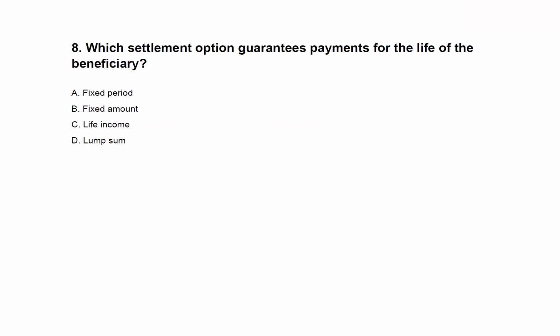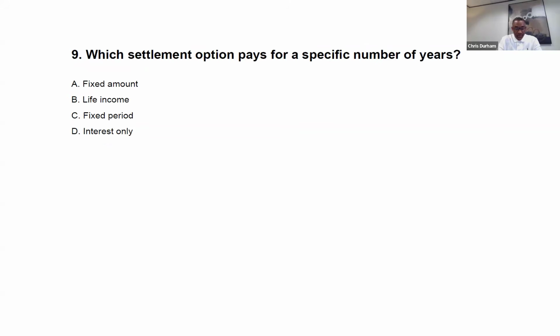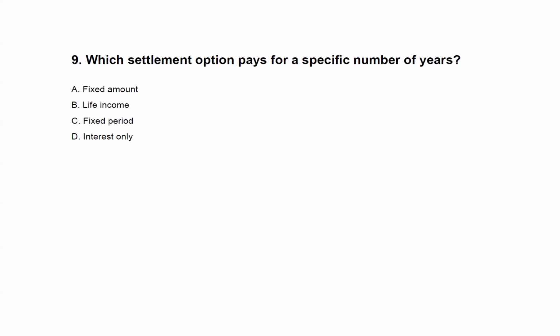You have to do the next question. There you go. Thank you. Which settlement option pays for a specific fixed period? Fixed period, C. That's right.